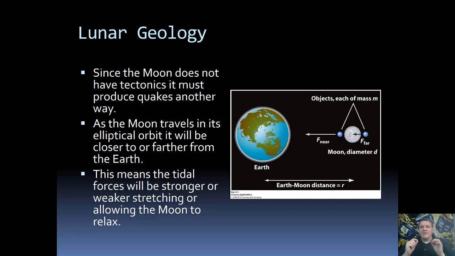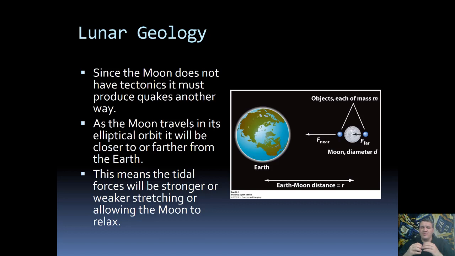However, because of the elliptical orbit of the moon, this can generate moonquakes. As the moon swings closer to the Earth, it feels a greater gravitational pull, which increases the tidal force, the stretching because of the difference of gravity from one side to the other. Then when it swings away from the Earth, the tidal force decreases and the moon relaxes. So every orbit, it stretches a bit and then relaxes, which can generate moonquakes.